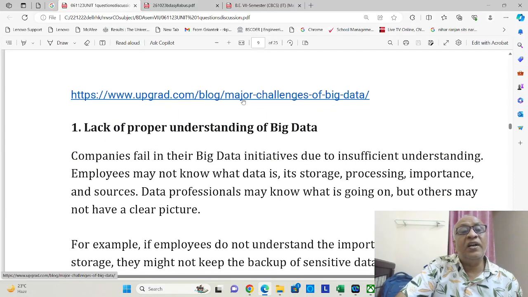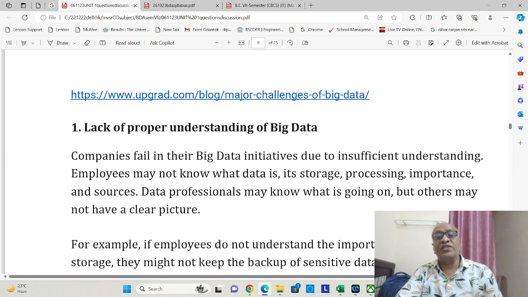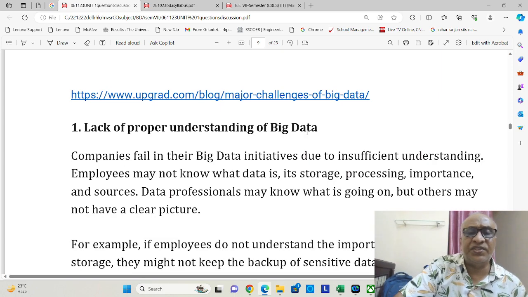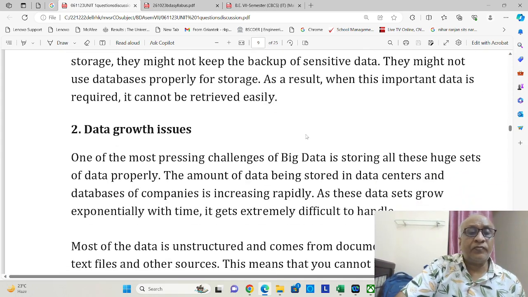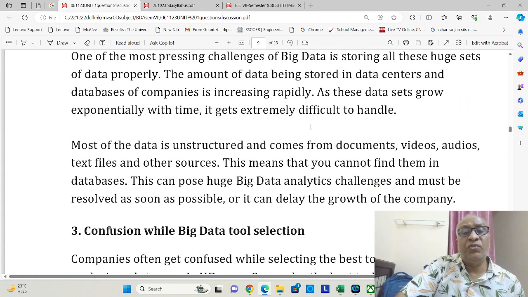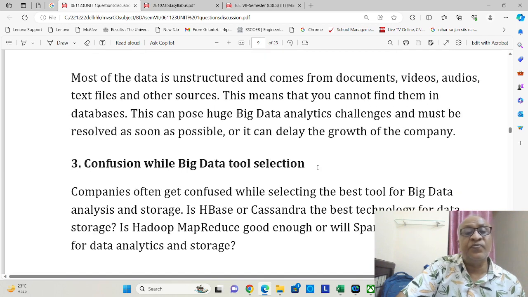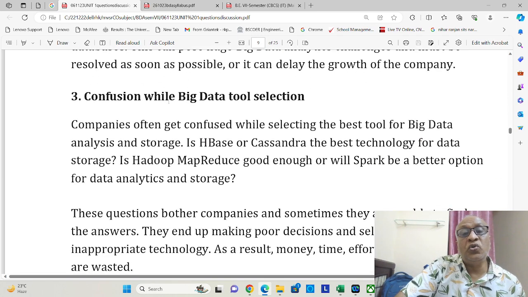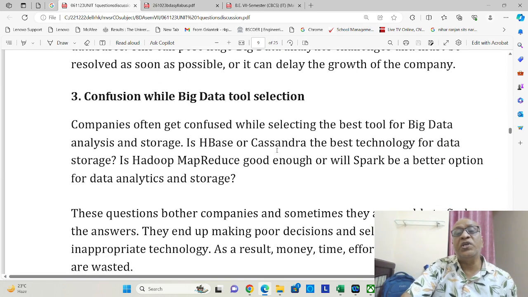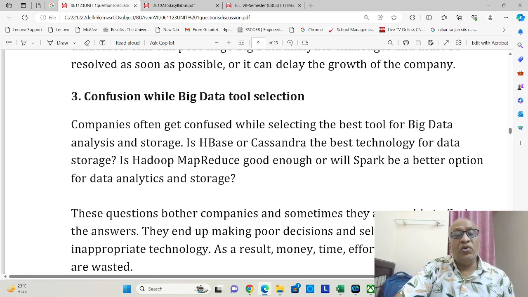Now, as per Upgrade link, what are the challenges of big data? Lack of proper understanding of big data in the organization, basically. Data growth issue, because data is unstructured, you have videos, so big data analytics becomes very difficult. Which tool to select again is a challenge, because there are so many tools available. You may have HBase, you may have Cassandra, you may have Hadoop MapReduce.